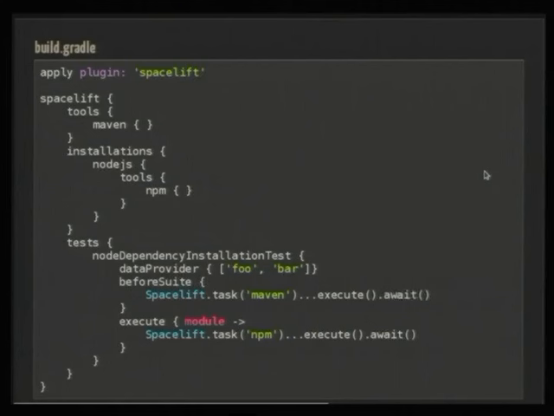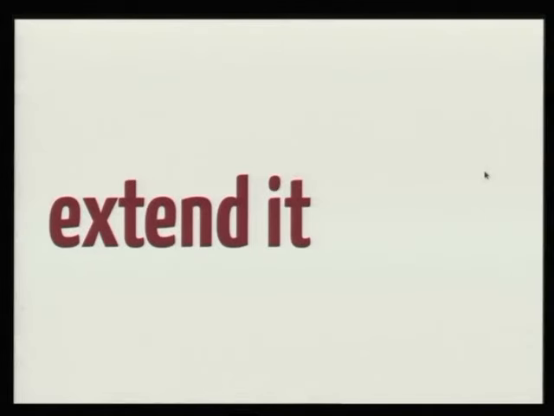So in this particular test, before suite once, I'm running a Maven command, and I'm executing something. Let's say that I install a snapshot version into my local repository. And in the test itself, I'm executing it twice with two modules, first with module foo, second with module bar, and I'm executing some npm task. That's what Spacelift will do. And that's how the DSL looks by default. It's still Groovy. It can be easily extended, and we want it to be extensible.